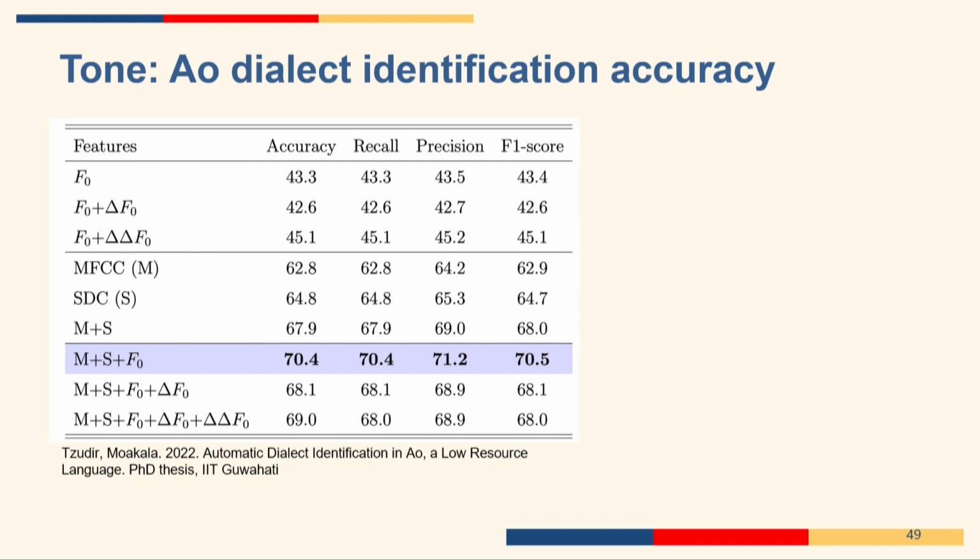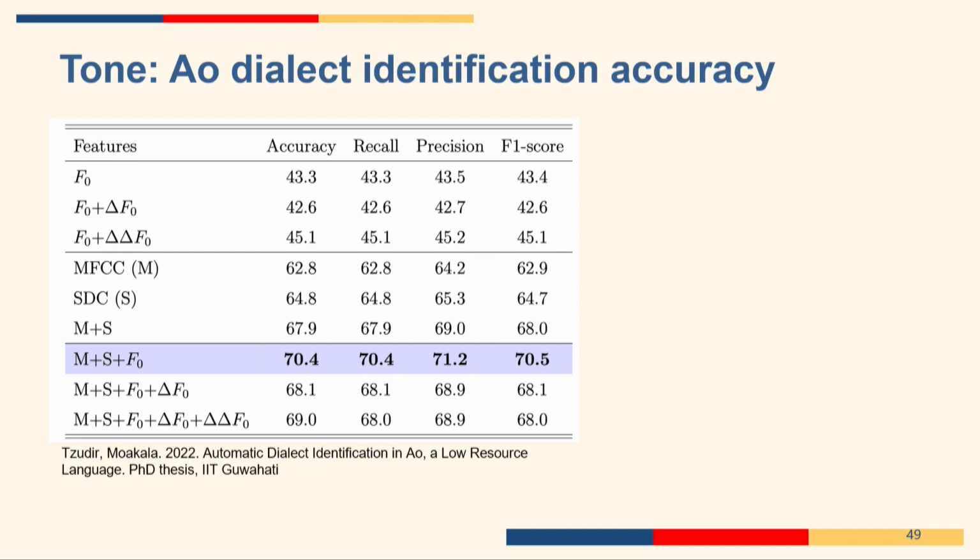I would not delve deep into it. If you look into that, these are MFCC features. This is, I forgot even that, SDC. It will come to my mind in a minute. Shifted delta cepstral coefficients, right? And then using these two features, you get this kind of accuracy.